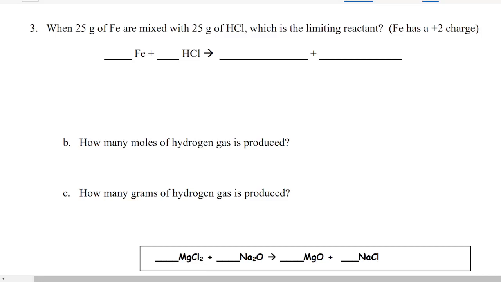I got a question on number 3 from homework number 2 over limiting reactants. So, starting with iron and hydrochloric acid.